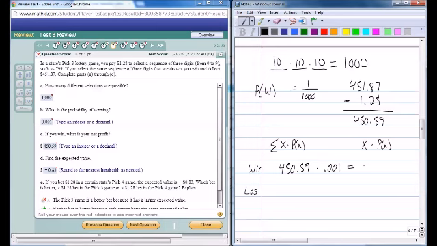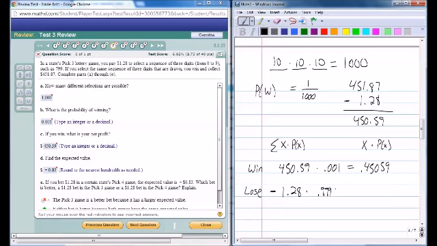And if you do that, you should get about 0.45059, something like that. Alright, now what about losing? If we lose, what do we lose? We lose $1.28. Well, if we lose $1.28, I want to make that a negative. So, if we lose $1.28, what's the probability of us losing that $1.28? Well, we're going to lose 999 out of 1,000 times.